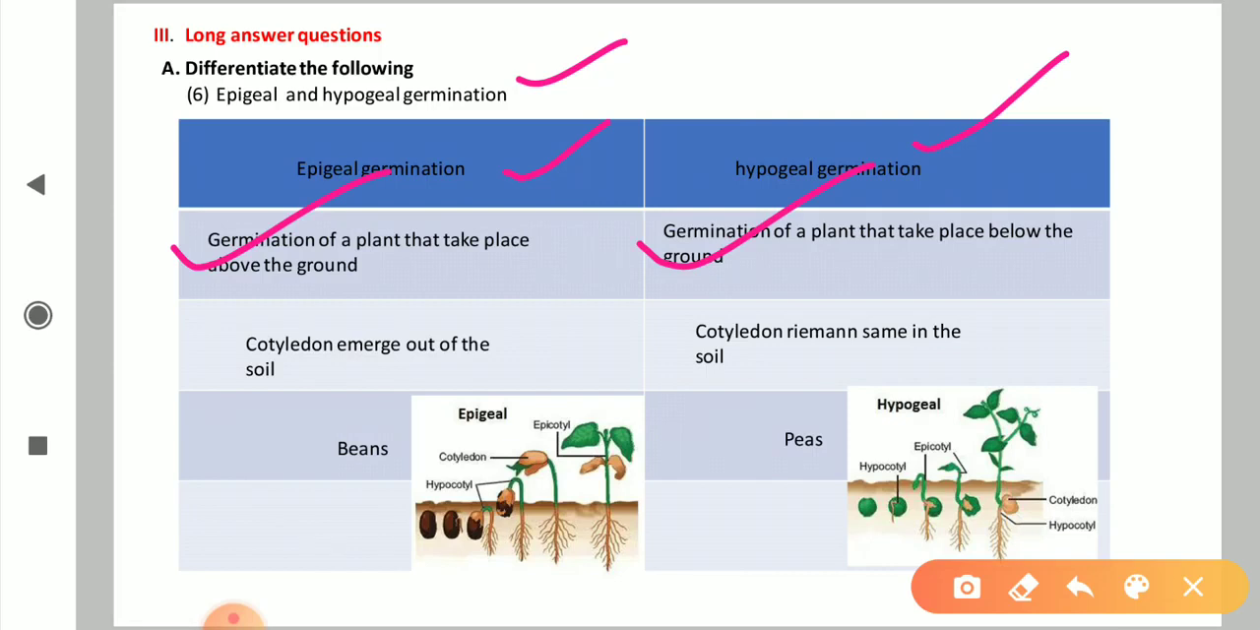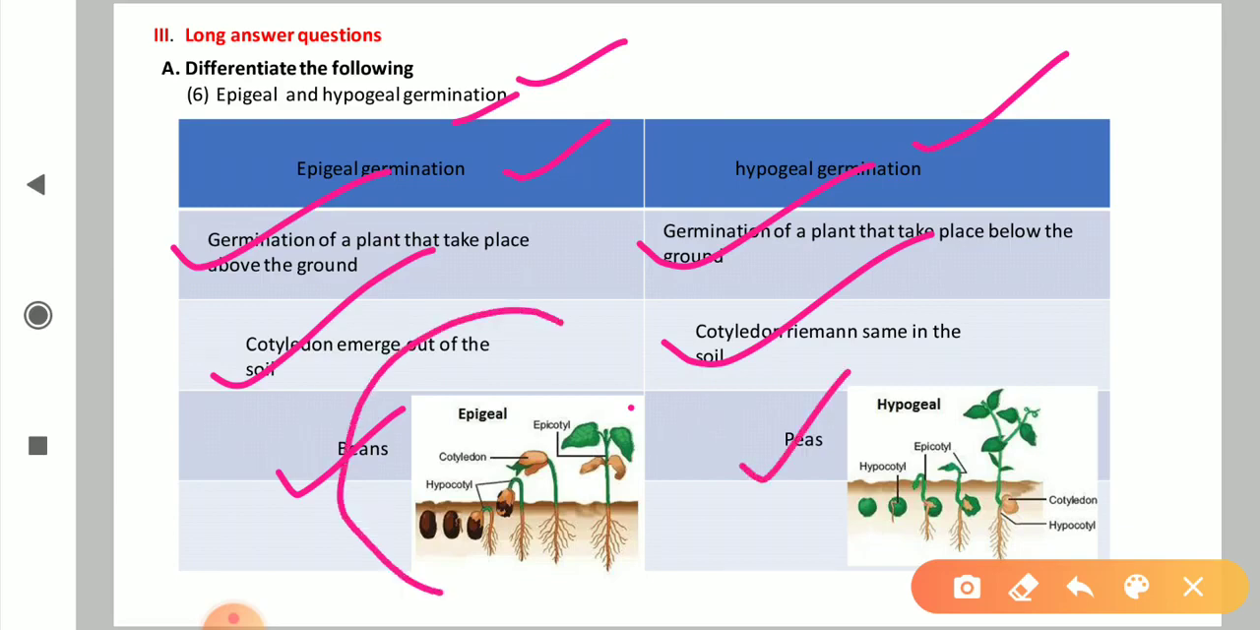Next, the cotyledon emerges out of the soil. Whatever cotyledon is present, it will emerge out of the soil. But in case of hypogeal germination, the cotyledon remains in the soil. An example of epigeal germination is beans. The example of hypogeal germination is peas. So this is the example of epigeal germination.